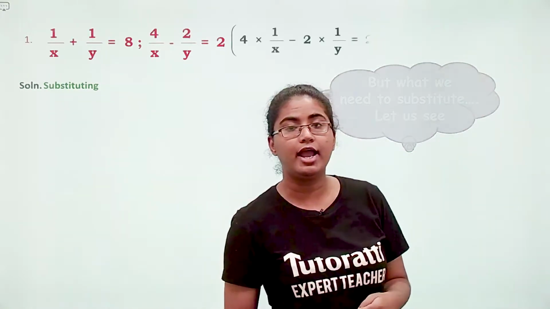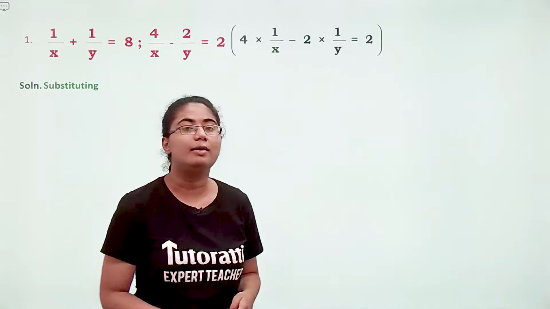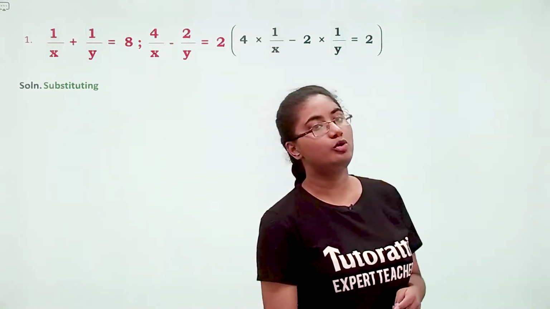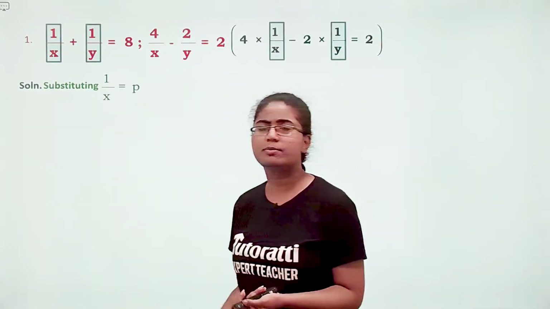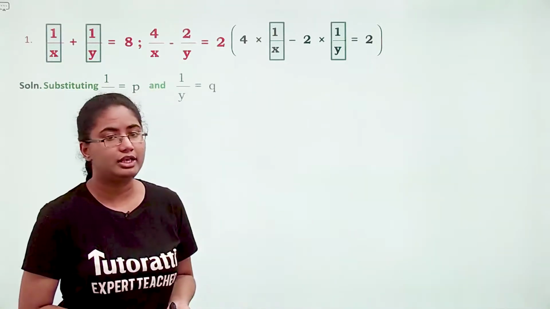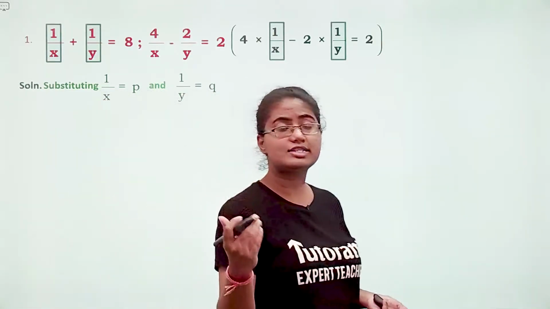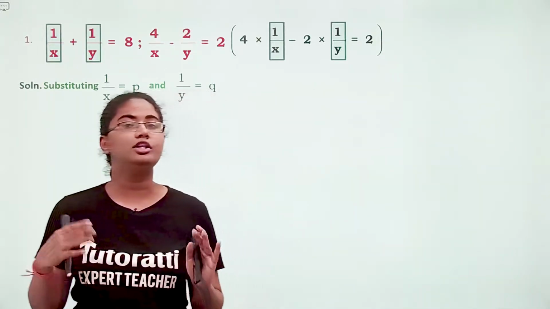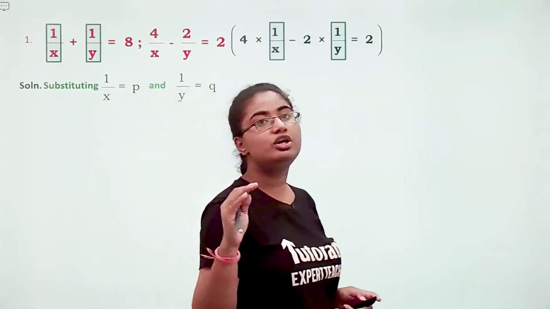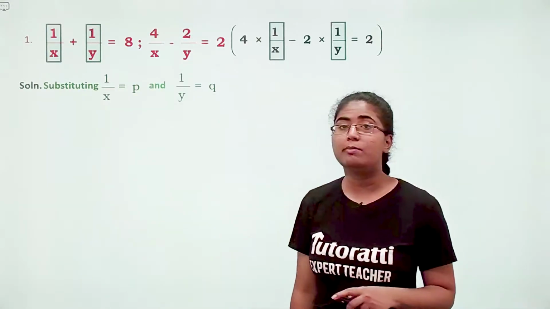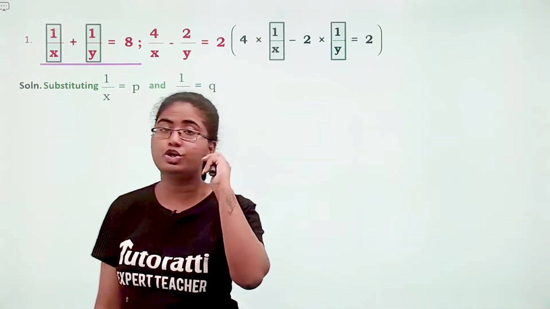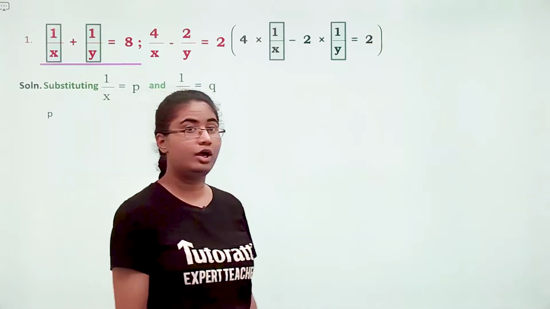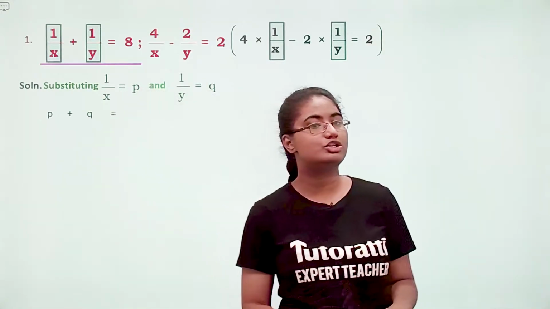Substitute क्या करना है? You can substitute 1/x and 1/y as other variables. अभी मैंने यहाँ पे p and q ले लिया. Alright? Like I said, ab लो, pq लो, mn लो, कुछ भी लो. Anything that you like. Okay? So I substituted 1/x as p and 1/y as q. So my first equation becomes p plus q is equals to 8.